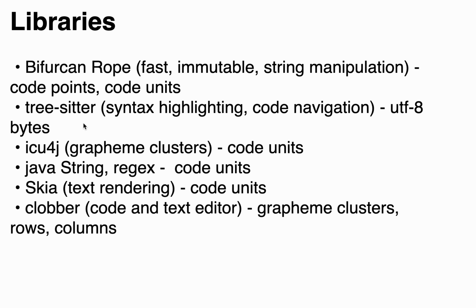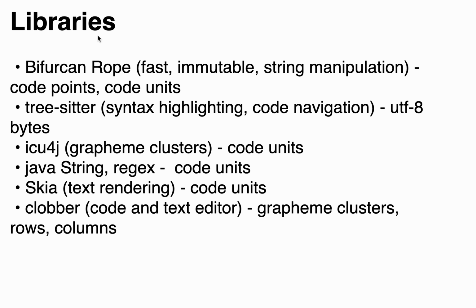The way Clobber visualizes text and does text rendering is through a C++ library called Skia, which is the same graphics library that Chrome uses to visualize all of its text and HTML. It has really great support for a lot of different platforms, and it also handles a lot of the crazy Unicode stuff that we may want to represent. And then Clobber, which is the library we're talking about, is a code and text editor.